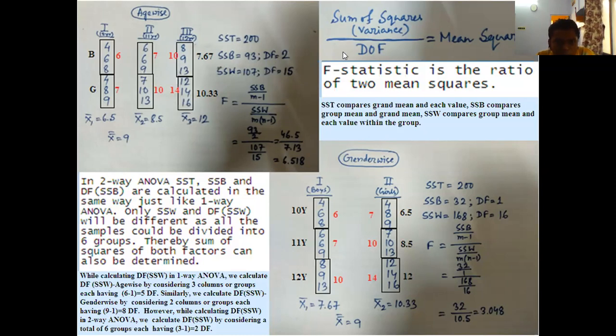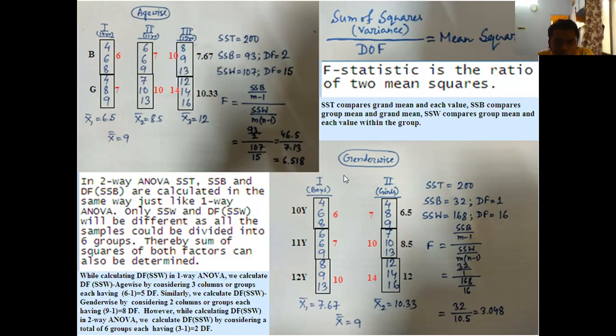Why is it 15? Because here it is 5 plus 5 plus 5. There are 6 elements in each group, so 5 plus 5 plus 5 within, which is 15. So now you calculate the F statistic, and you compare it with the cutoff value.